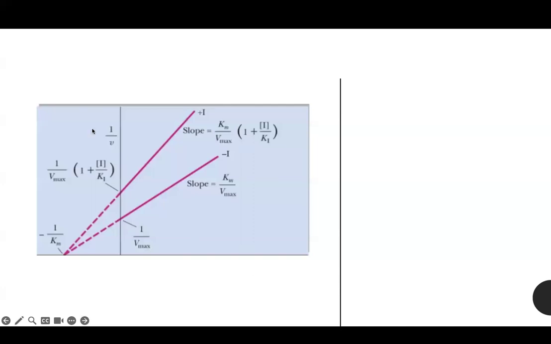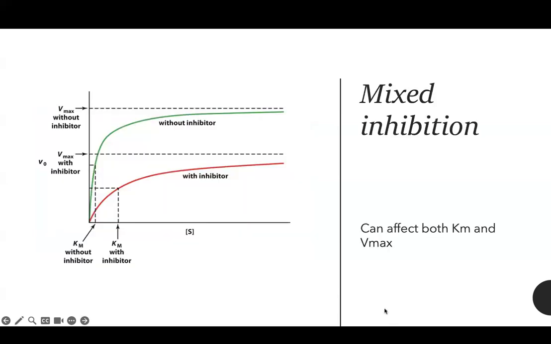So here, this is for the uncompetitive inhibition, in which both Vmax and Km are affected. So you can see that the y intersection is different, as well as the slope. And then there's also mixed inhibition, which can affect both Km and Vmax. So it can either increase Km or decrease Km. So it can go both ways, and it will decrease Vmax.